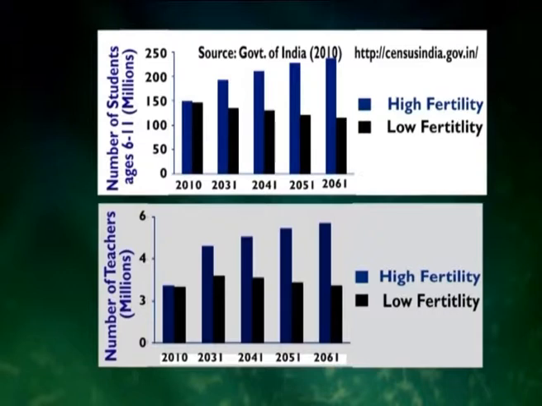On the other hand, in low fertility scenario, the number of primary students is expected to decline to about 110 million, and the requirement of primary teachers will be merely 2.7 million, which means half the number of teachers would be needed by 2061 compared with the high fertility scenario. Obviously, with fewer students, more of the resources will be available per student, which will enhance the quality of primary education in the country.